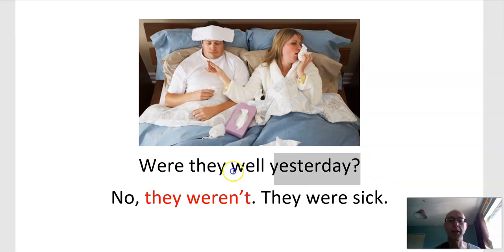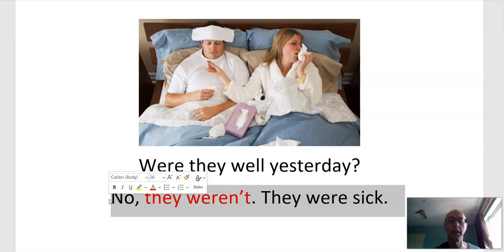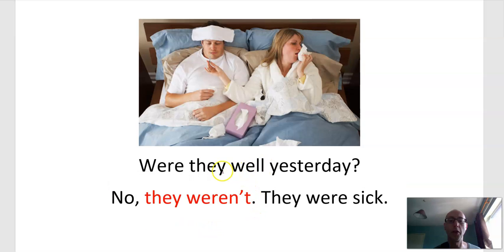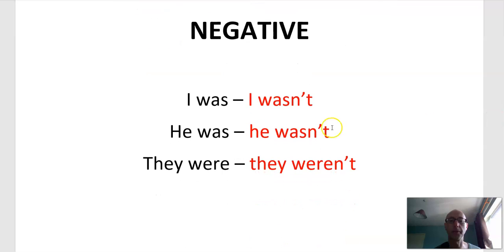Were they well yesterday? No, they weren't. So again, remember for they, we need were. The question is were they? And the negative, they weren't. No, they weren't. They were sick. So the negative, I was, I wasn't. He was, he wasn't. And she is the same. She was, she wasn't. But remember, they were, they weren't. So were, the negative is weren't.